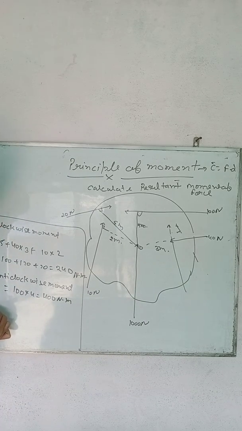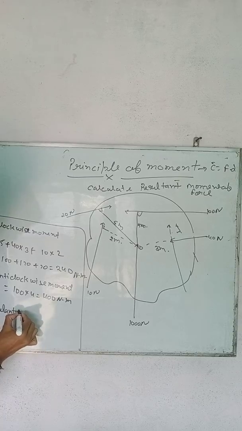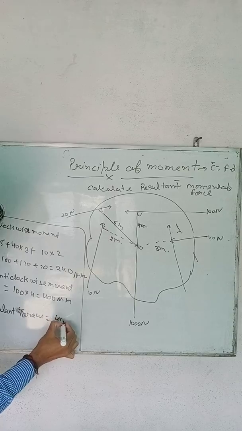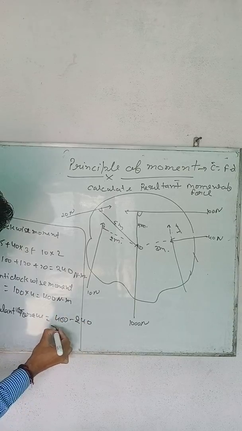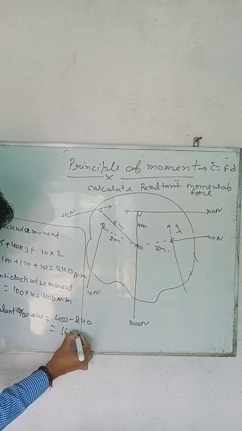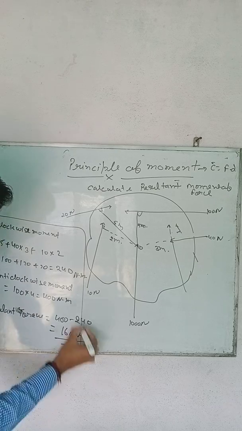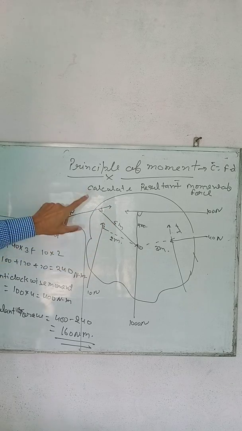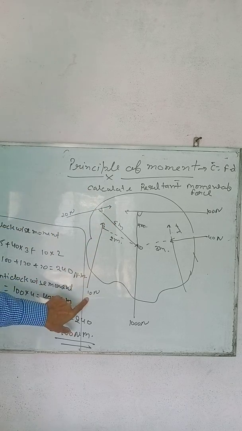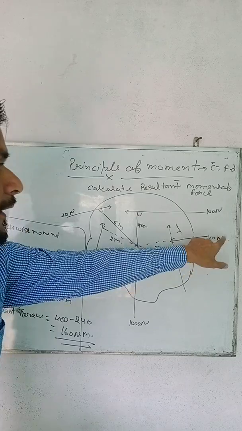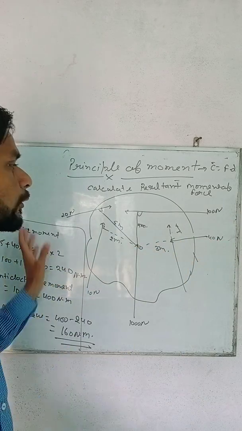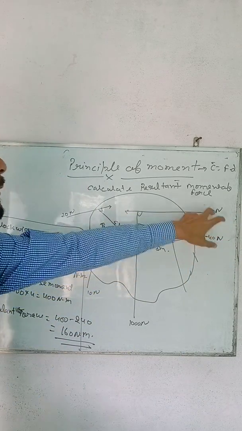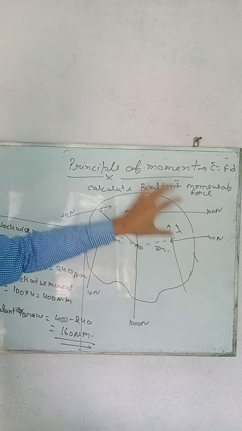Now the resultant torque is 400 minus 240, equal to 160 Newton meter. That is the answer. The three forces of 20 Newton, 10 Newton and 40 Newton are acting clockwise and the 100 Newton force acts anticlockwise.